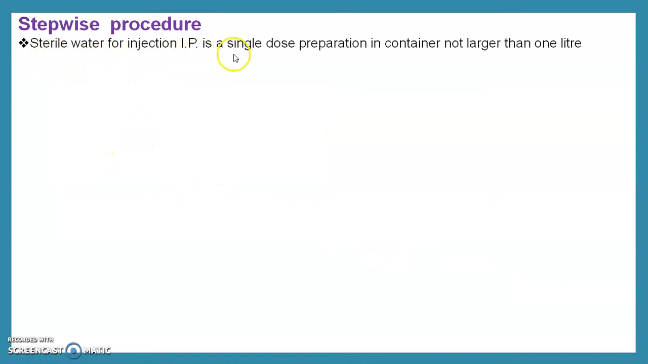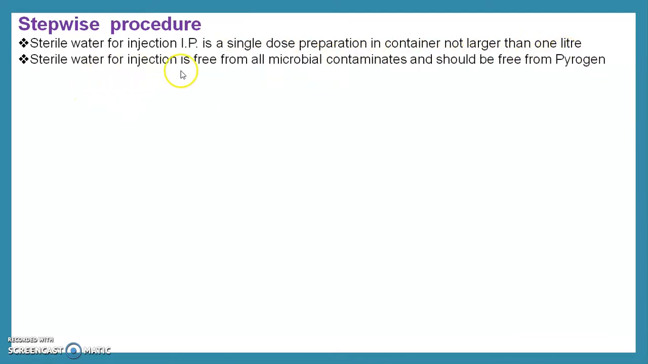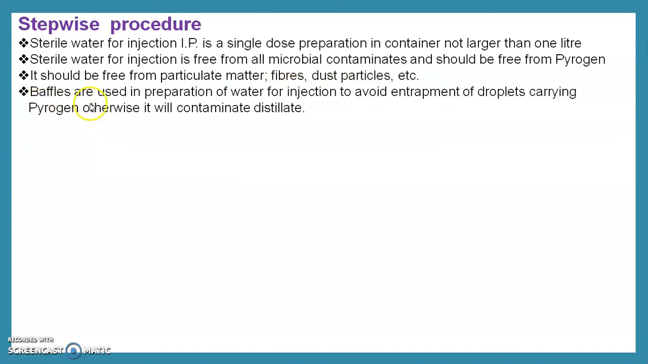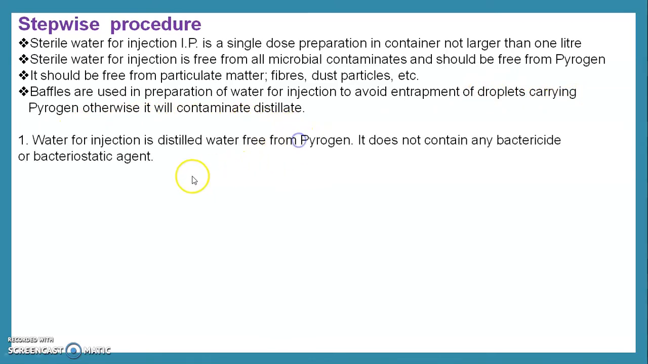Sterile water for injection IP is a single dose preparation in a container not larger than 1 liter. Sterile water for injection is free from all microbial contaminants and should be free from pyrogen. It should be free from particulate matter, fibers, dust, particles, etc. Baffles are used in the preparation of water for injection to avoid the entrapment of droplets carrying pyrogen. Otherwise, it will contaminate the distillate.